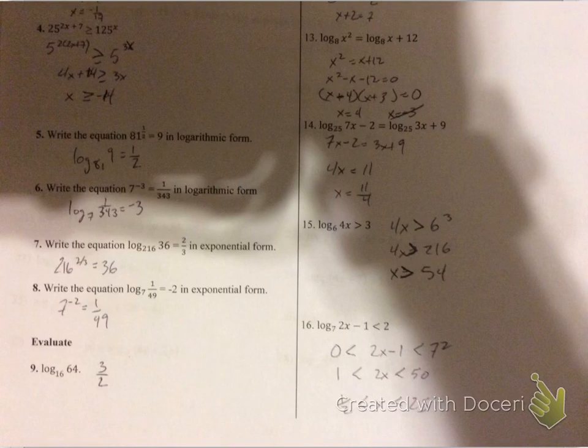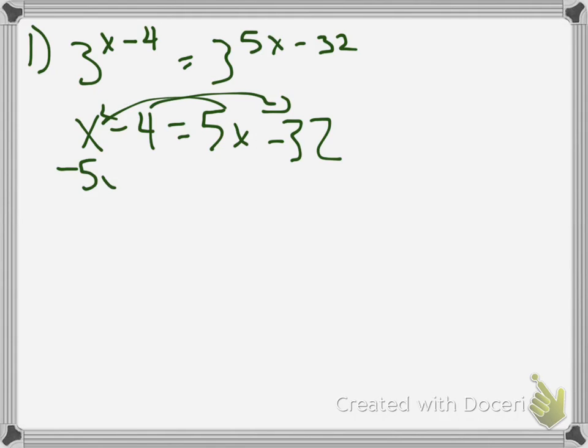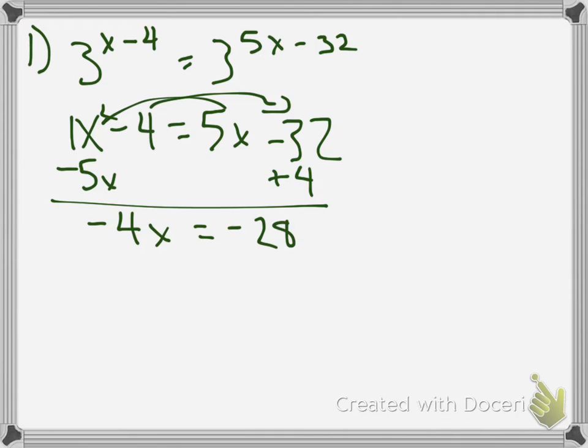Okay, so problem number 1: 3 to the x minus 4 power equals 3 to the 5x minus 3 power. You have the same base, so all you have to do is drop the bases and set the exponents equal to each other. From there, this is a typical algebraic equation. I like to say variables to the left, numbers to the right. So I'm going to subtract the 5x and add the 4. Adding a 4 to a negative number means take away, really. Then all you have to do is divide and you have your answer.